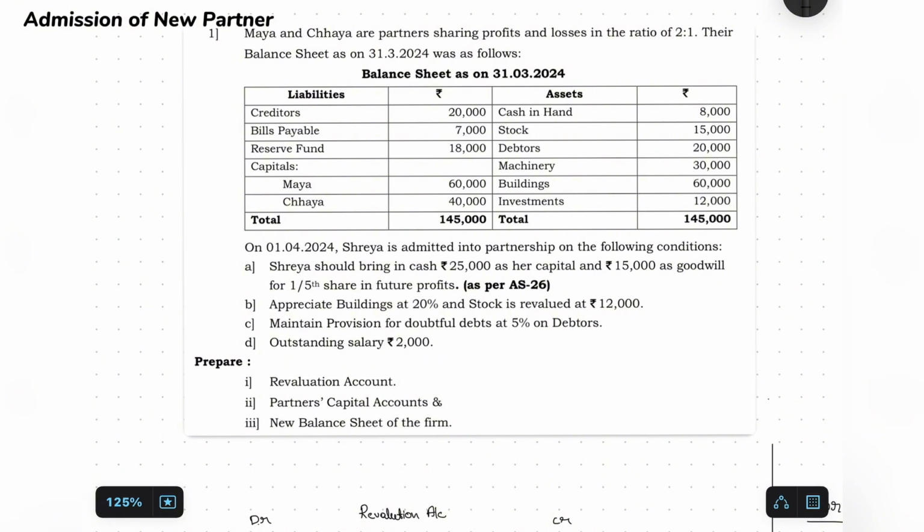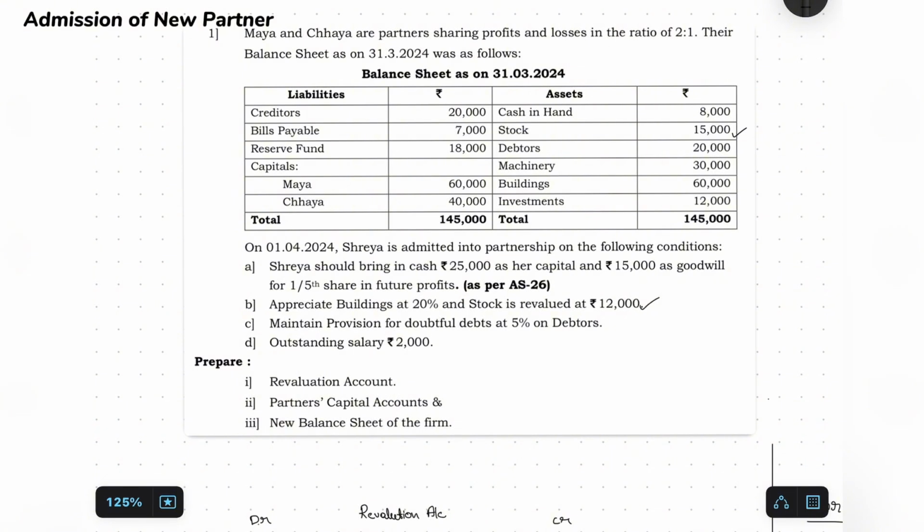Next we'll see that stock is revalued at 12,000. You can see here the stock value given before is 15,000, right? Now it is 12,000. So 15,000 was the last year's value and this year's value is 12,000. So we can easily tell it has decreased. Yes, the stock value has decreased from 15,000 to 12,000.